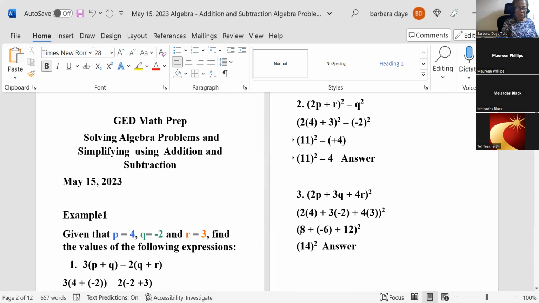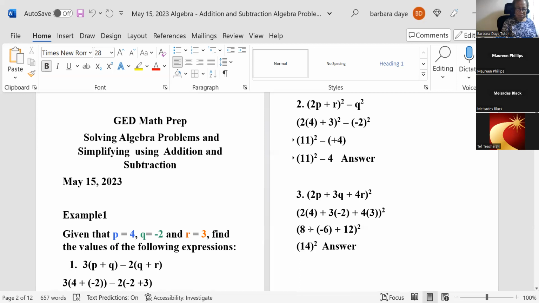Okay, start right here with combining, Maureen. You mean like the 2 by 4? Yes, 8. As we say, you understand the multiplication, Mercedes, correct? Yeah, 2 fours is 8. Plus 3 times minus 2 is minus 6, right? Okay. Plus 4 times 3 is 12 to the power 2.